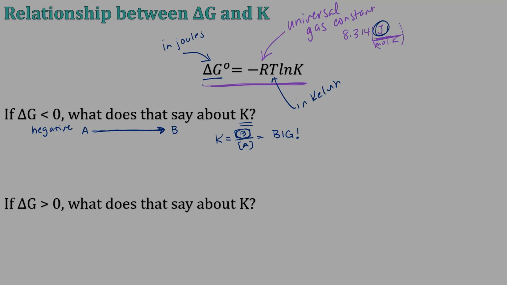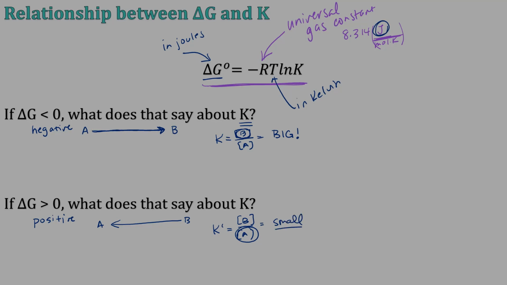If delta G is positive or greater than 0, then that means that the reaction is spontaneous in reverse. So looking at the same fake expression here, we would still have B over A, but this time we would have more A because the reaction is going backwards. So that means your K is going to be small.